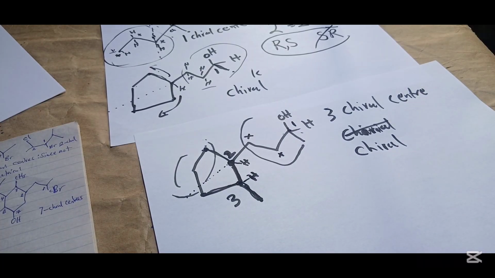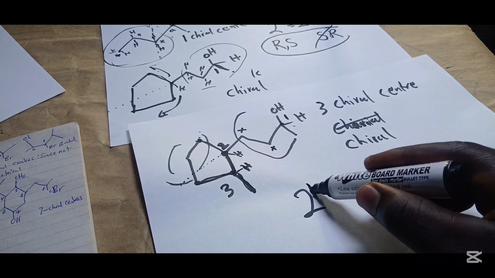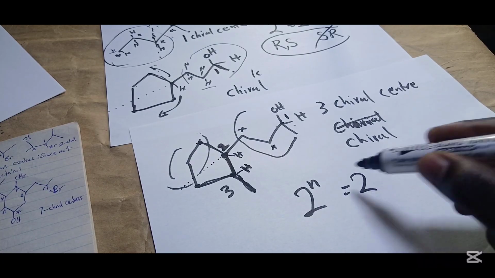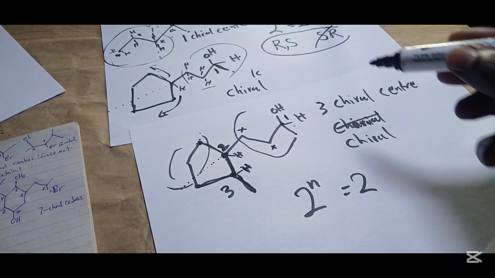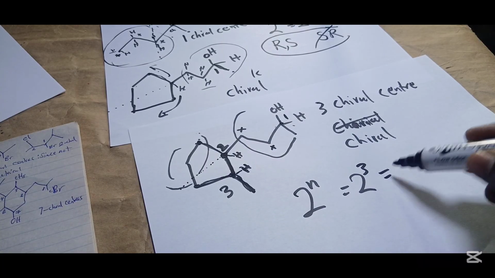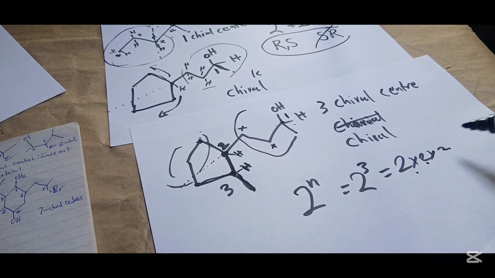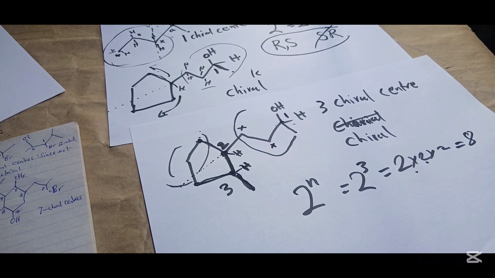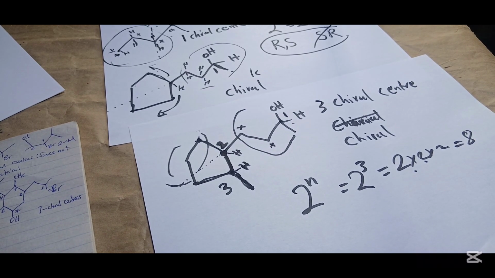Chiral. So let's look at the maximum number of stereoisomers that this molecule can have. It's 2 to the power n, where n is the number of chiral centers. In this case, we have 3 chiral centers, so 2 to the power 3, giving us 2 by 2 by 2. So 2 by 2 is 4, by 2 is 8. So 8 stereoisomers possibly.